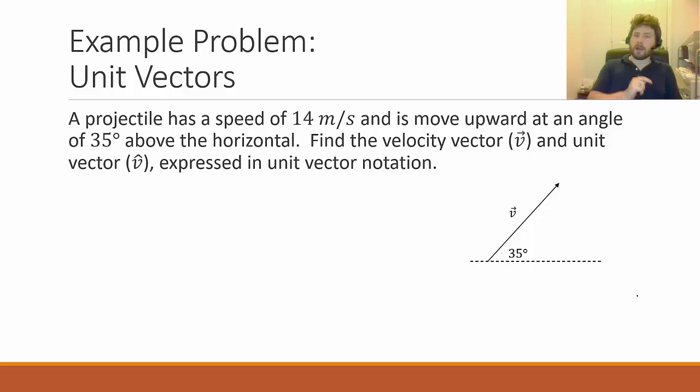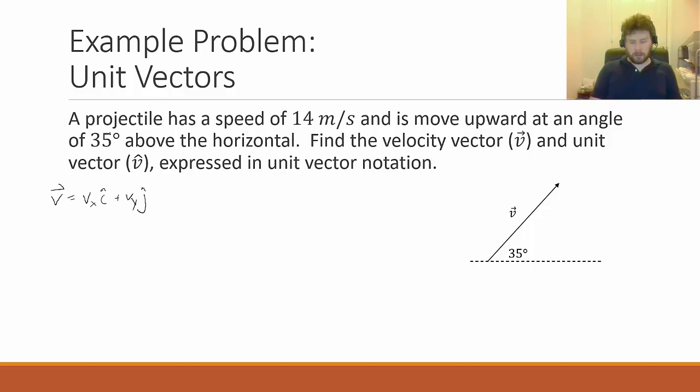The second part was we'll also find the associated unit vector v hat that points in the direction of v but has magnitude of 1. Okay, so first off, let's go through and find the vector v. The vector v is just going to be vx i hat plus vy j hat.